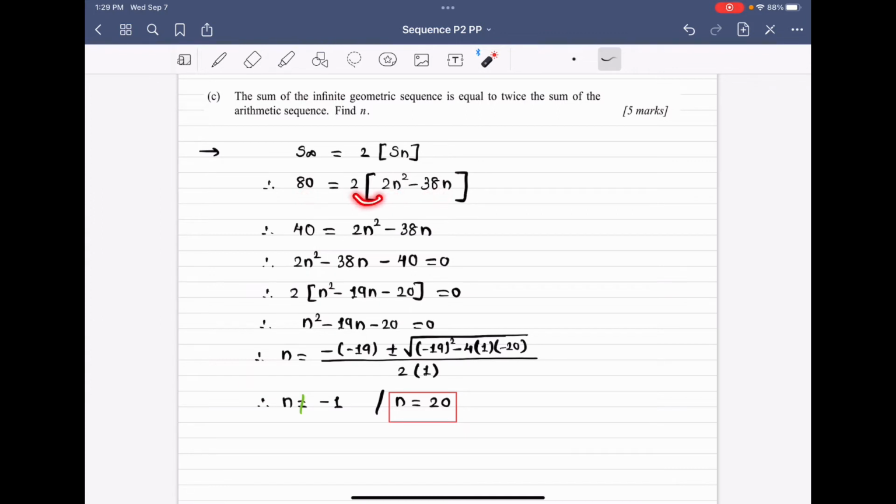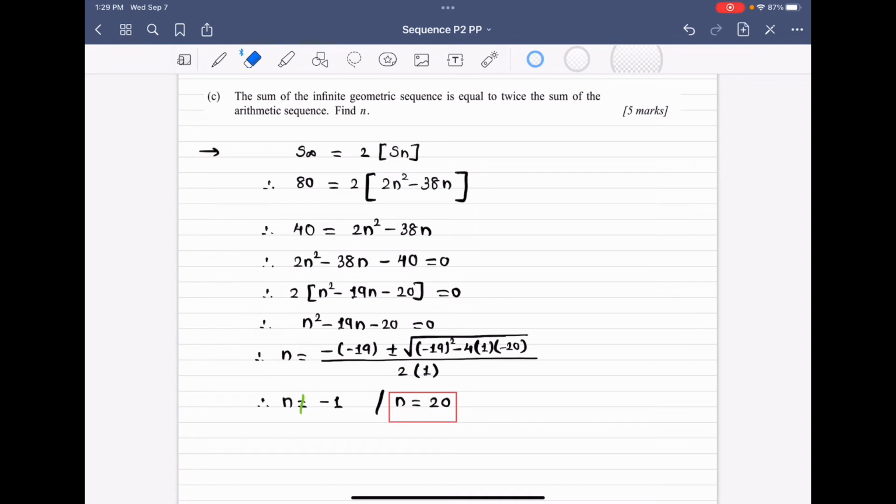Either you multiply here, or I divide this full equation by 2, so that this 2 and 2 get cancelled. 80 divided by 2 is 40. You are left with 2n square minus 38n. Take this 40 to the other side, so it forms a new quadratic equation: 2n square minus 38n minus 40 is equal to 0. As it is a 5 mark question, we are expected to show some working.